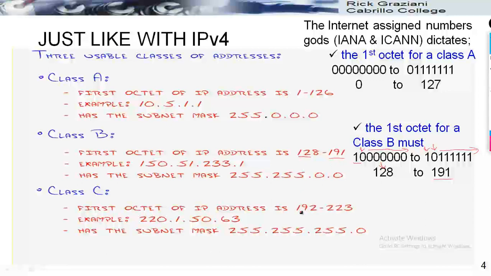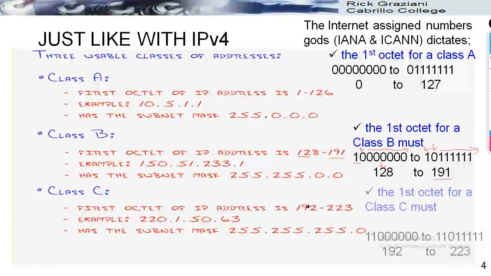For a class C, the rule says that the first 3 bits, the first 2 have to always be on, but the third one has to always be off. So if you turn everything else off, that's how you get 192. And the highest is these 2 have to always be on and this off. So the highest you get is that one. And that's how you get 223.